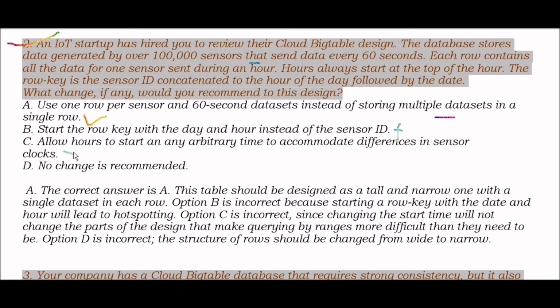Option D, no change is recommended. The structure of rows should be changed from wide to narrow. That's why option D is incorrect. So the overall correct answer is option A: use one row per sensor and 60-second data sets instead of storing multiple data sets in a single row.